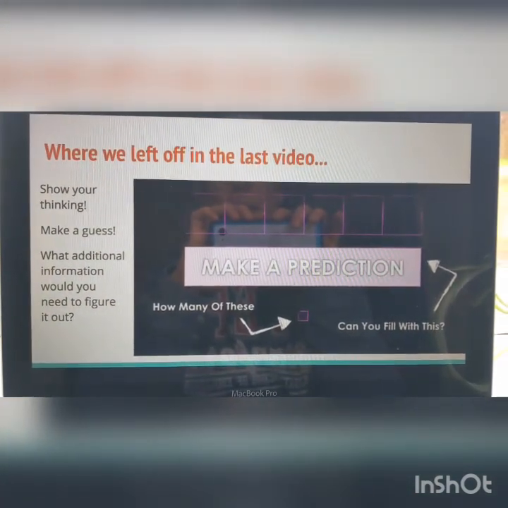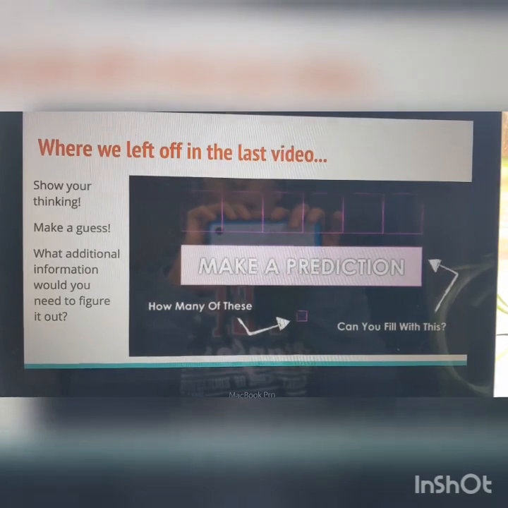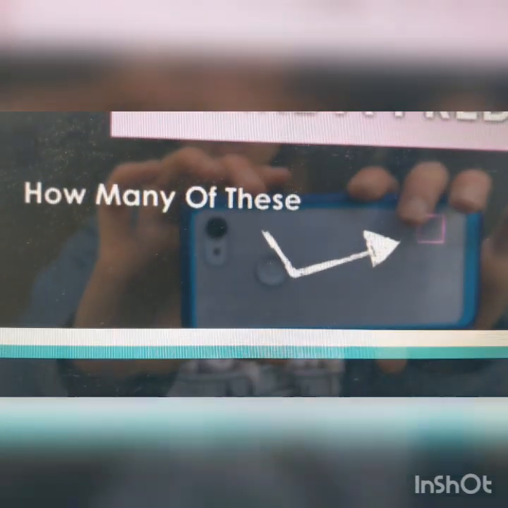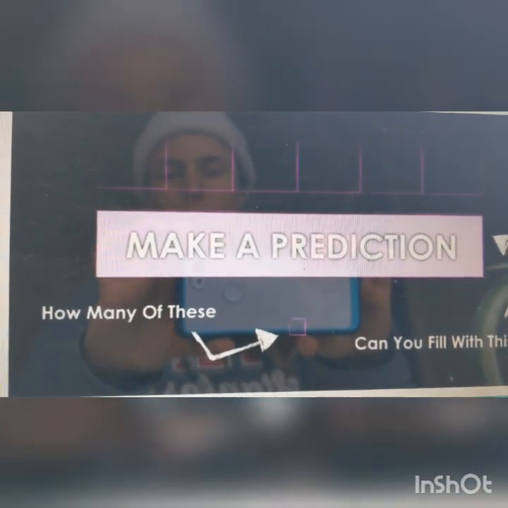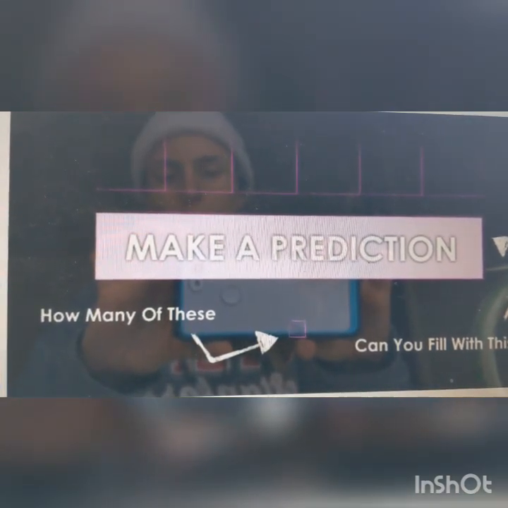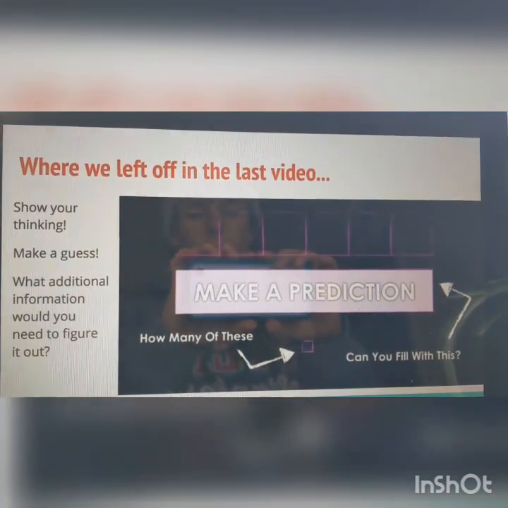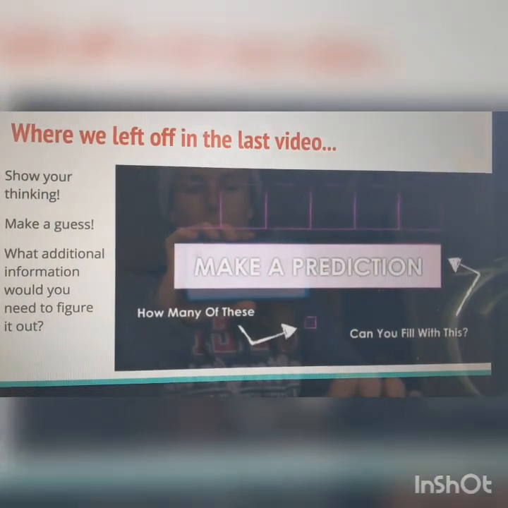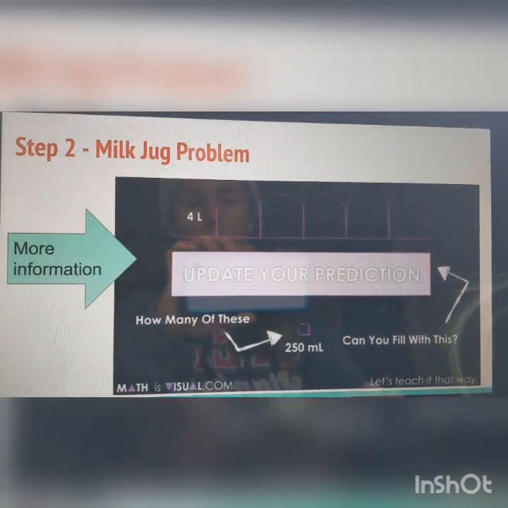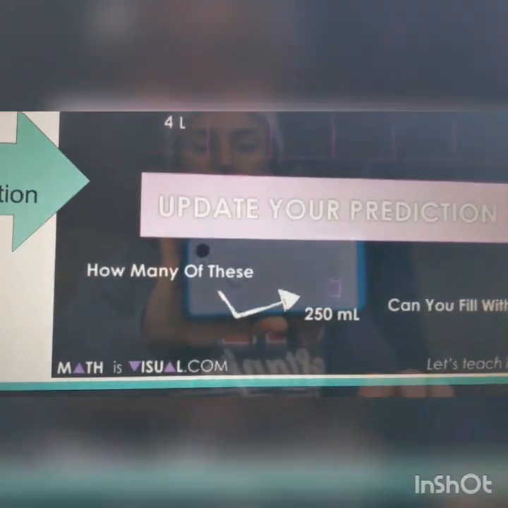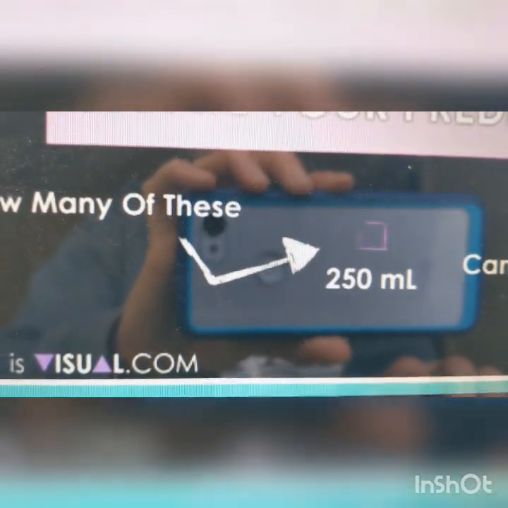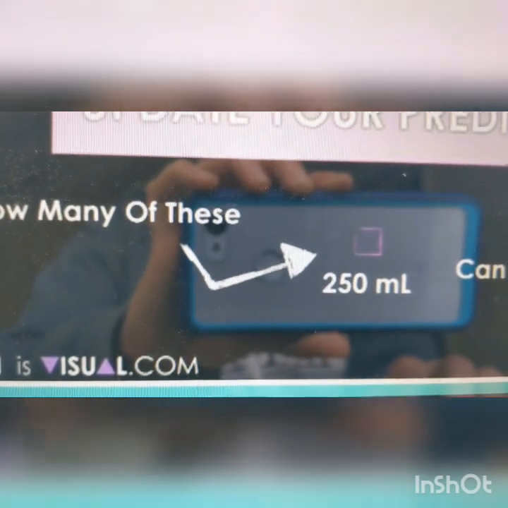I was asking you to make a prediction of how many of these little squares you think can fit into this. And this was just an estimation, kind of like the erasers earlier today. I'm now going to give you some additional information so you can start to do the math for this problem. So the additional information that I'm giving you is that each of the small squares is representing 250 milliliters.